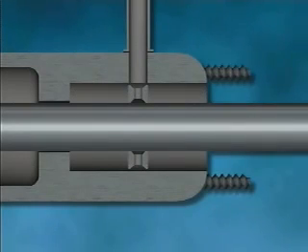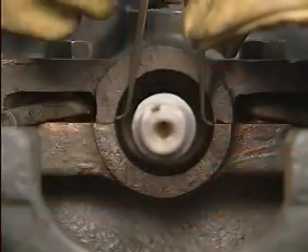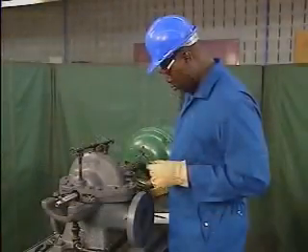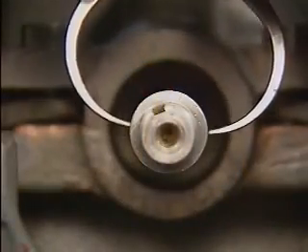If the packing gland includes a lantern ring, a 4th measurement should be taken to determine the thickness of the lantern ring. First, the mechanic measures the bore of the stuffing box and writes down this value. Next, he measures and writes down the diameter of the shaft.